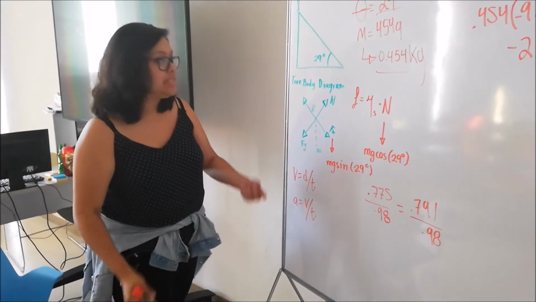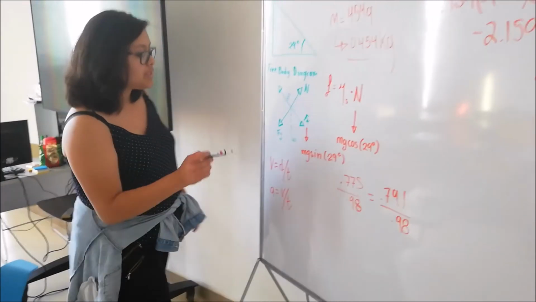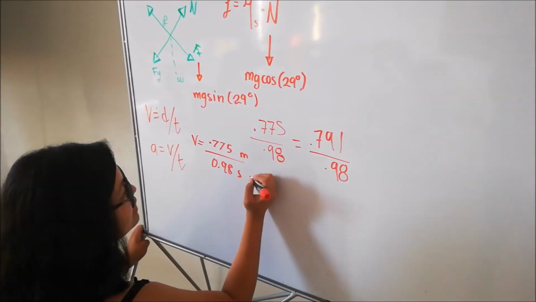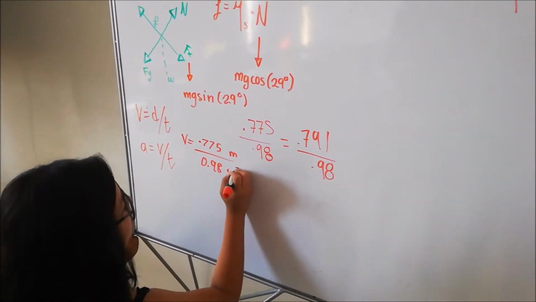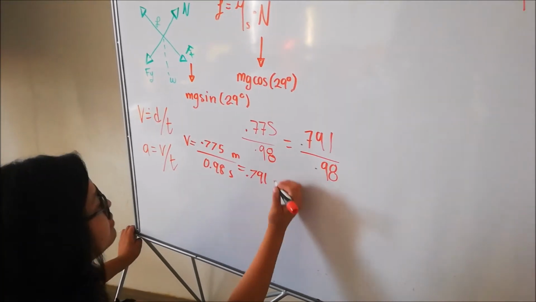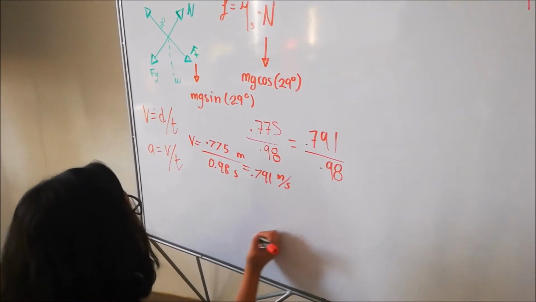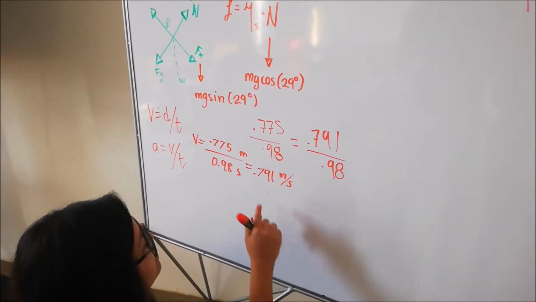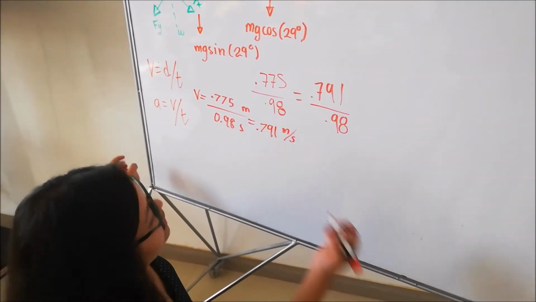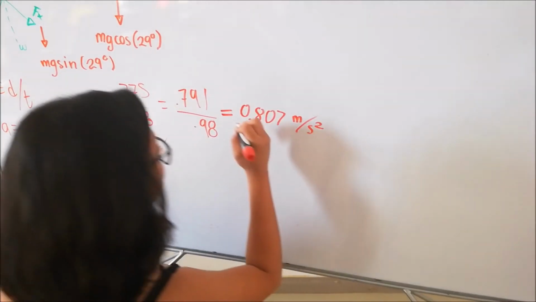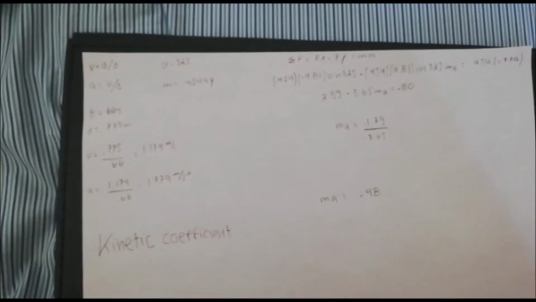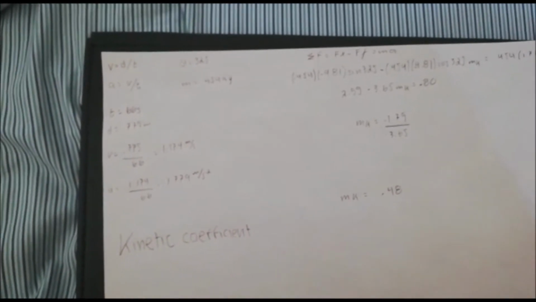Okay, now we need the acceleration of the system. For that, we're going to look first into the velocity of it. That gives us 7.791 meters over second. Now, this we divide over the time again to get the acceleration. That is our acceleration.